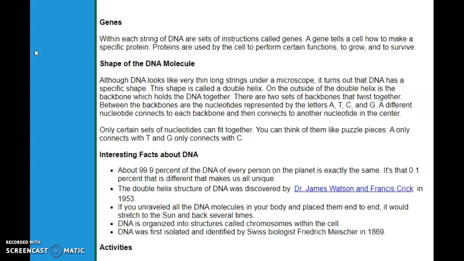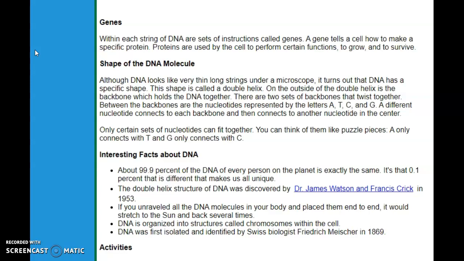Shape of the DNA molecule. Although DNA looks like very thin, long strings under a microscope, it turns out that DNA has a specific shape. This shape is called a double helix.